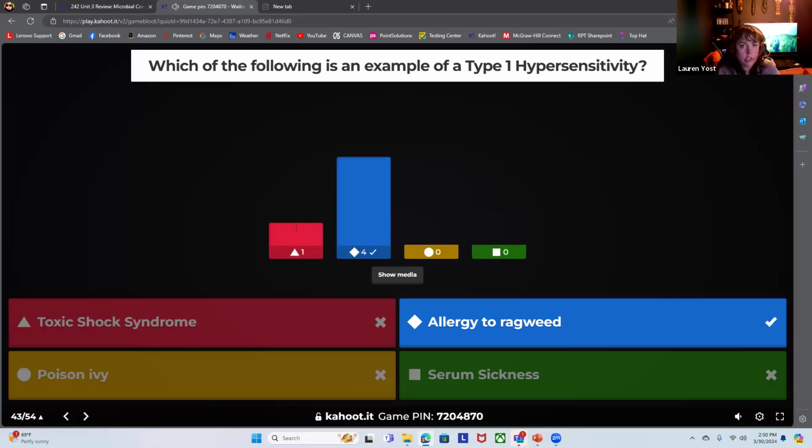All right, so allergy to ragweed. So type 1 is dealing with allergies. You can have in type 1 atopic, or you can have anaphylactic. So atopic being local. In this case, allergy to ragweed, that's going to be an allergic rhinitis. And that's going to be atopic, a local reaction, right? Anaphylaxis being systemic.